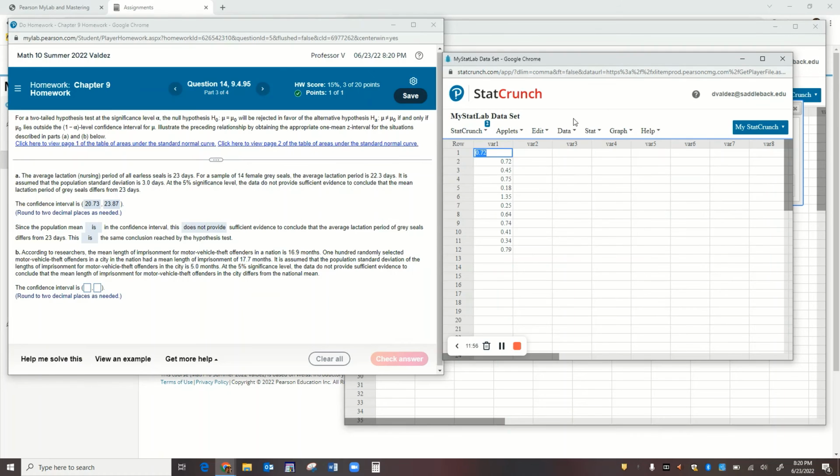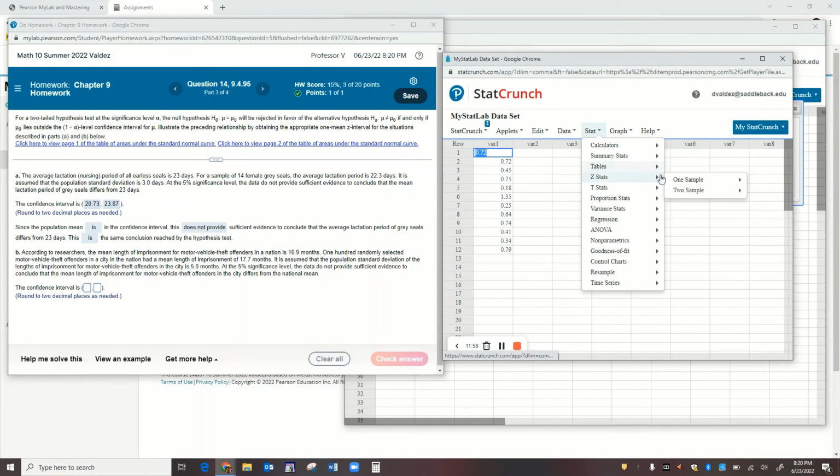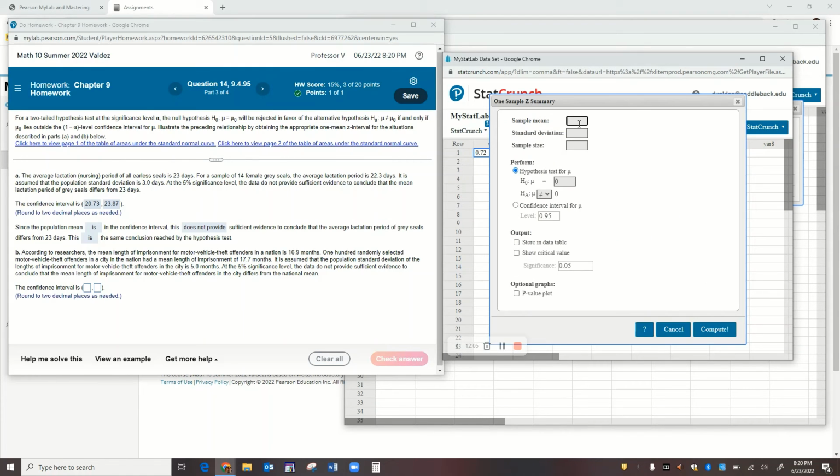Okay. So let's try. Let's get that confidence interval. So Z stats, one sample with summary. What was the sample mean? Not the first number. That's the population mean. 17.7. Standard deviation 5. Sample size 100. They wrote it in words. That can be tricky.